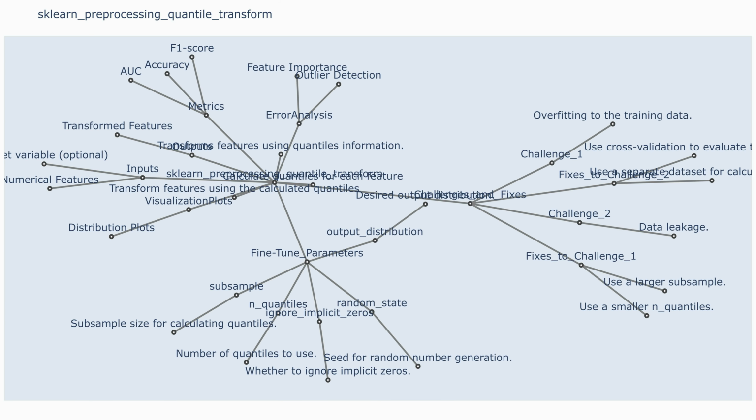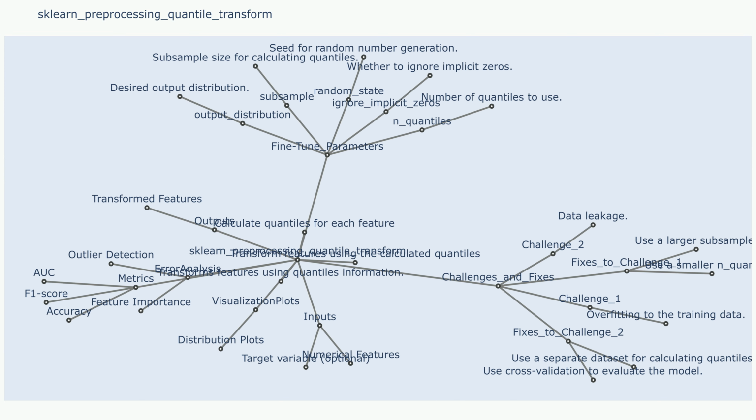sklearn.preprocessing.quantile_transform. Description. The quantile transform method in Scikit-learn is a data preprocessing technique used to transform features to a uniform or a normal distribution. This transformation ensures that features have the same distribution, regardless of their original distribution. It's especially helpful when dealing with features with skewed distributions or outliers, which can negatively impact certain machine learning algorithms.